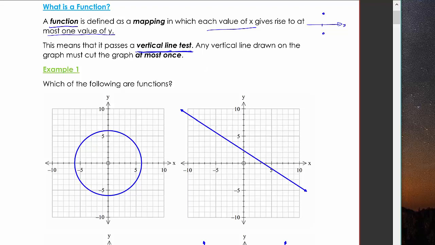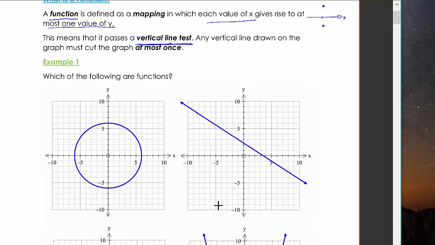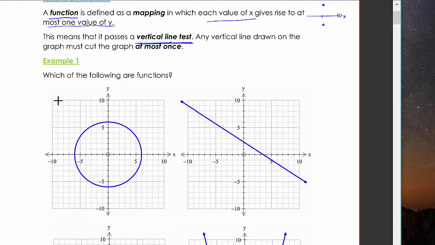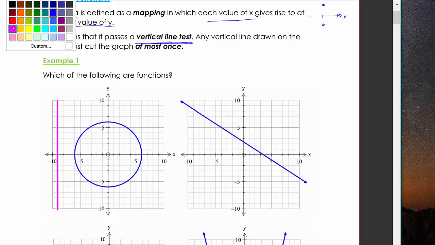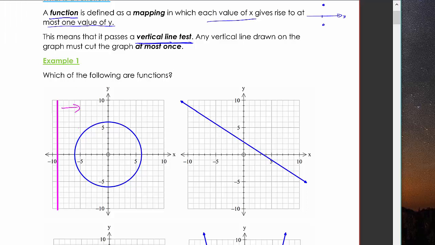So what I often do is take a line on a graph like this, and that's obviously a vertical line, and then I imagine sliding that across the graph in this direction, and anywhere it is, if it cuts more than once, we have something that is not a function. So for example, here we can see quite clearly that it cuts twice, so this one is not a function.